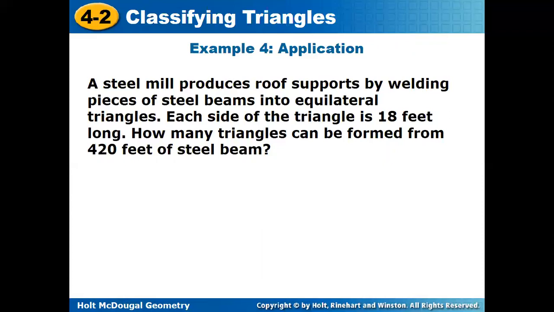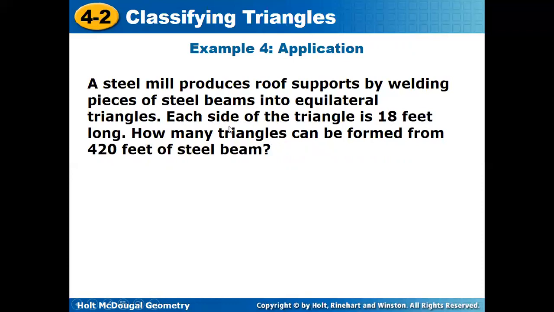Example 4, application. We have a steel mill that produces roof supports by welding pieces of steel beams into equilateral triangles. We have now equilateral triangles. Each side of the triangle is 18 feet. So we have an equilateral triangle. Each side of the triangle is 18 feet long.